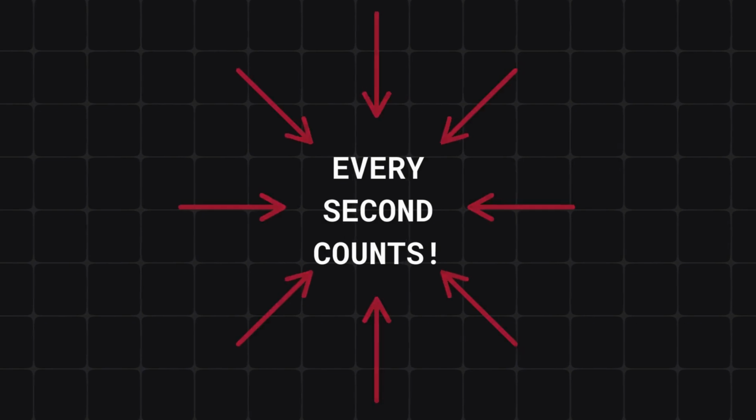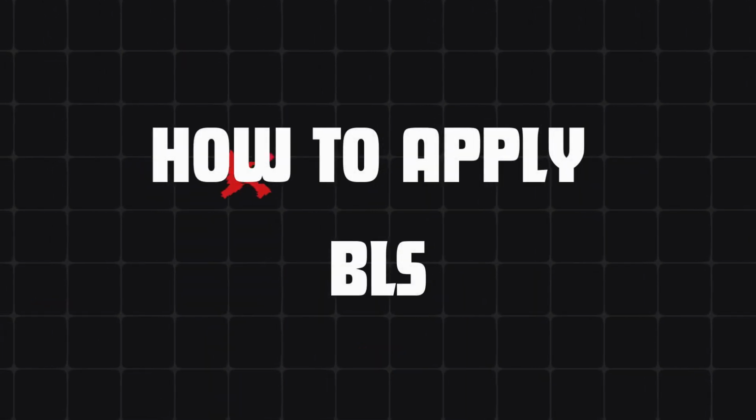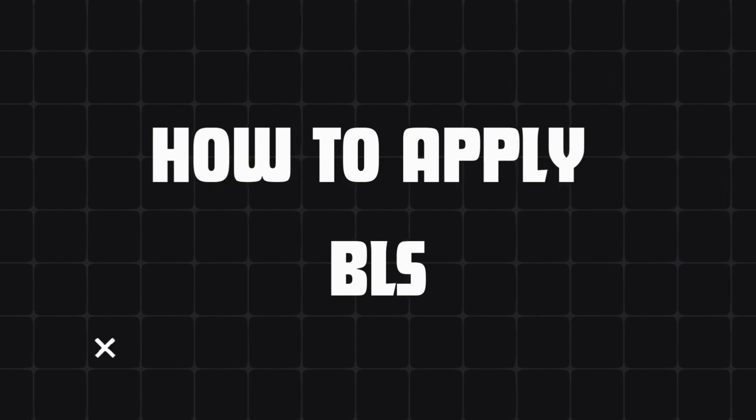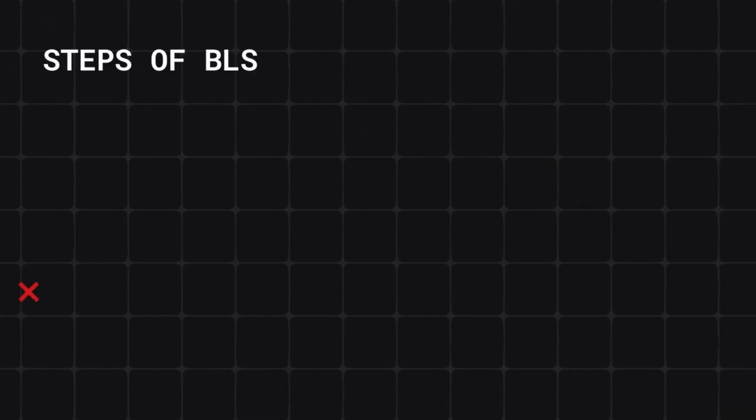It can help maintain a flow of oxygen-rich blood to the body's vital organs, buying precious time until more advanced medical help can arrive. Remember, every second counts in these situations. Now that we learned when and where to apply BLS, let's see more about how to apply basic life support. The steps of basic life support are as follows.